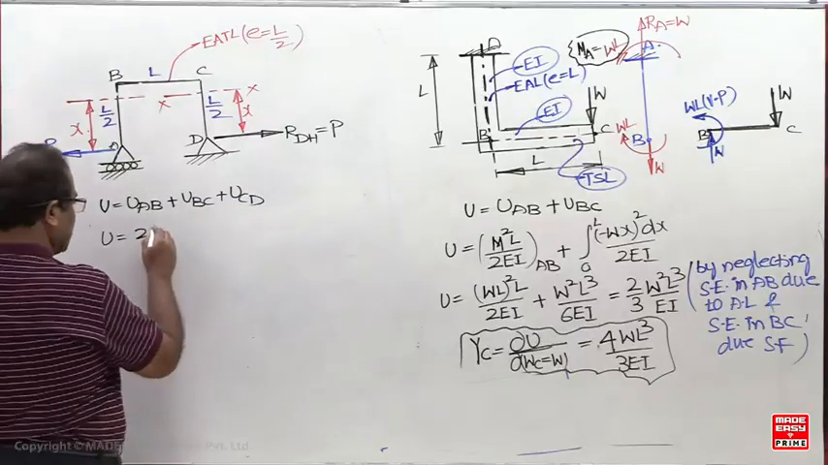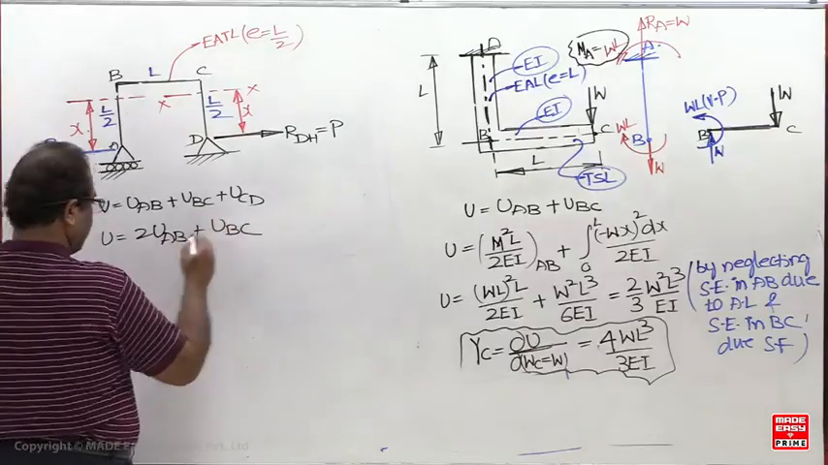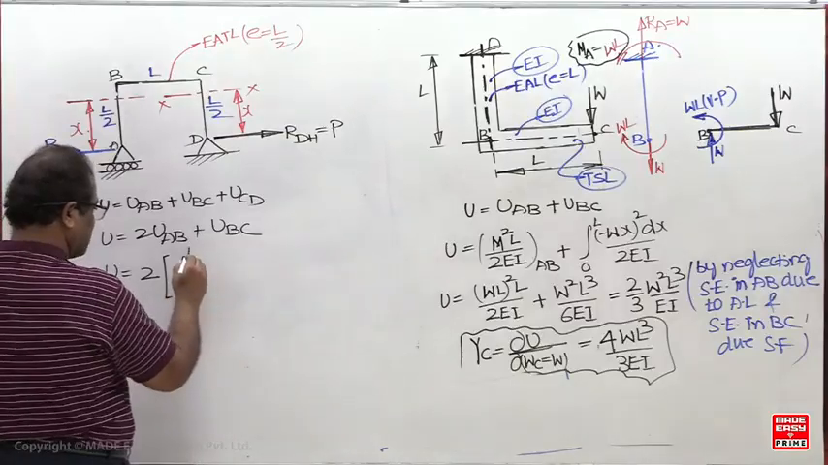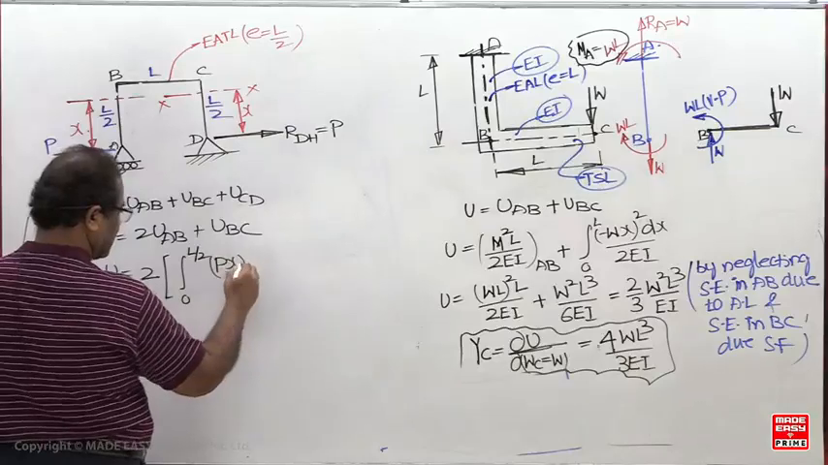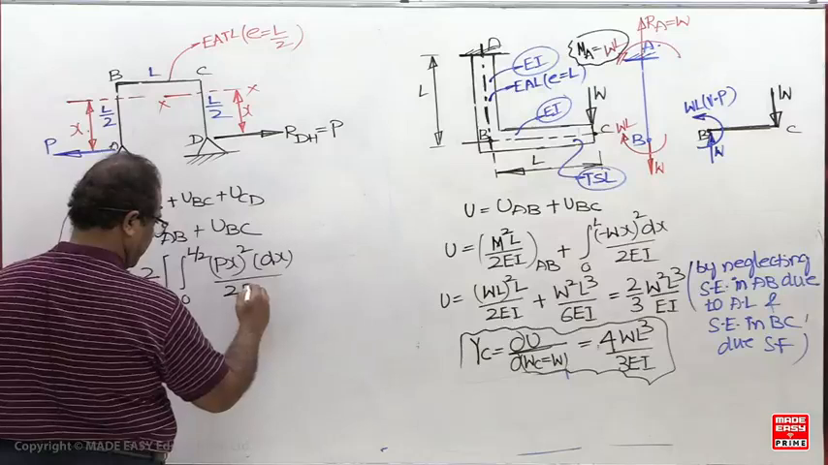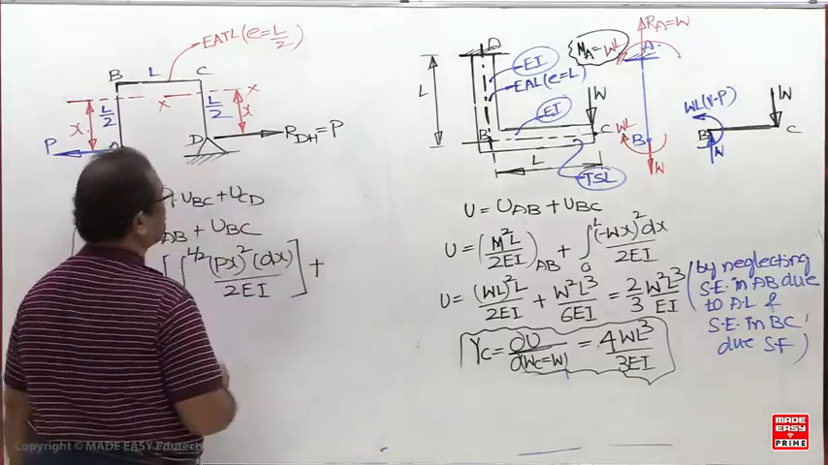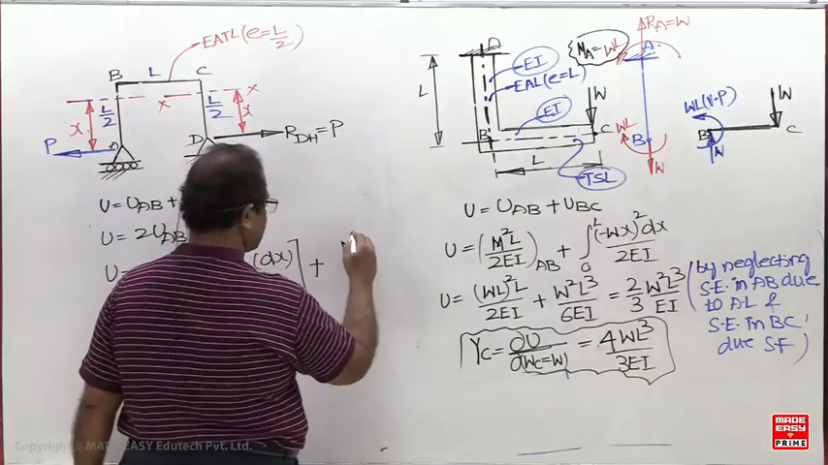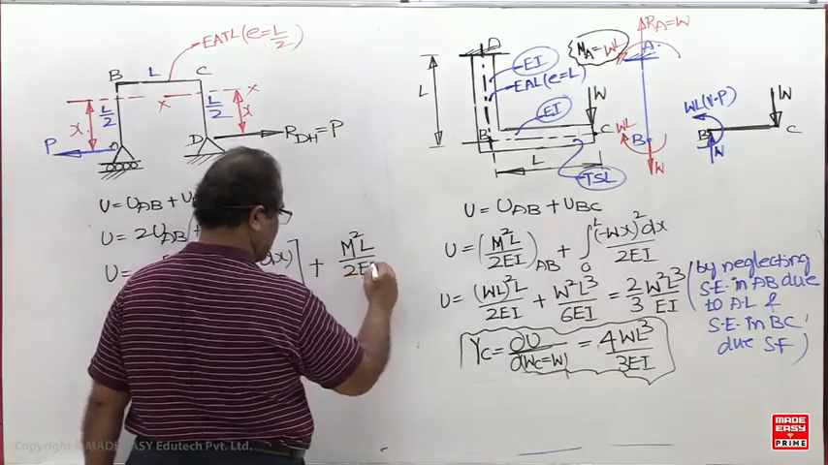So 2 times the strain energy of AB plus the strain energy of BC. AB member, what are the limits now? 0 to L by 2. P into X. BC member is pure bending. What is the bending moment? M square L upon 2 EI for the BC portion.